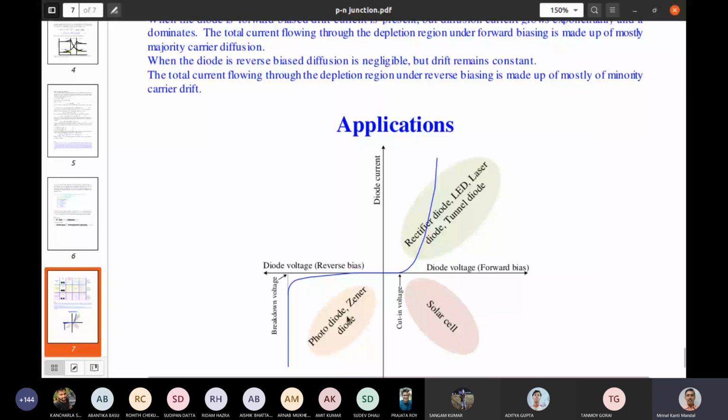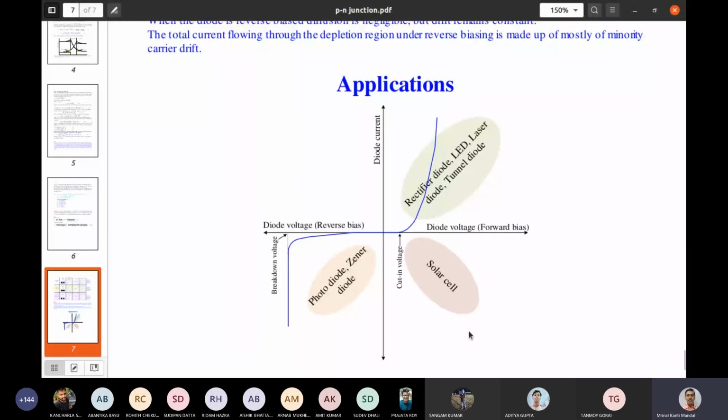In the fourth quadrant, that is in the forward bias but current is negative. So here we will use the application as a solar cell. You know that a solar cell can be used to generate EMF from sunlight, solar energy conversion, right? So this is the solar cell. These are the applications. So in the next classes we will discuss these applications, right?